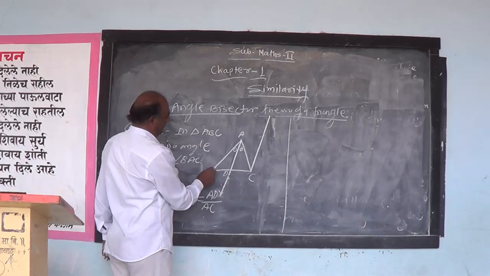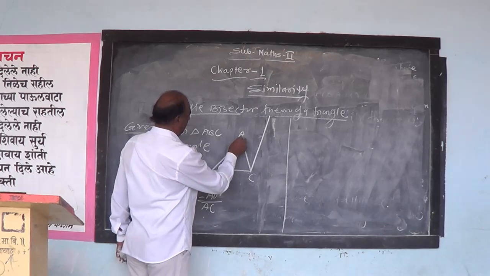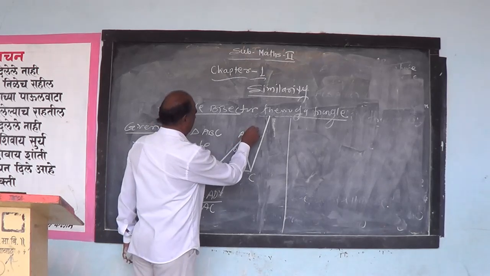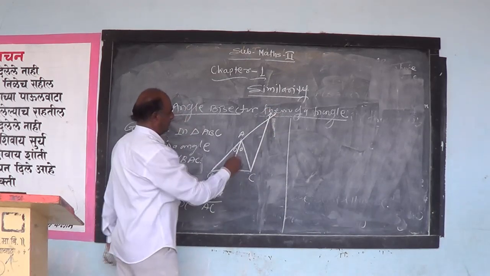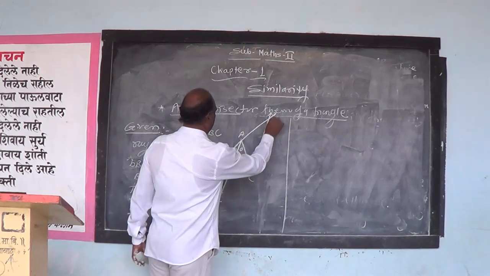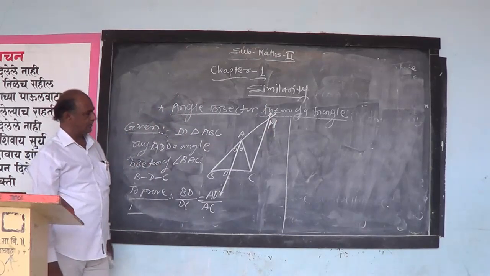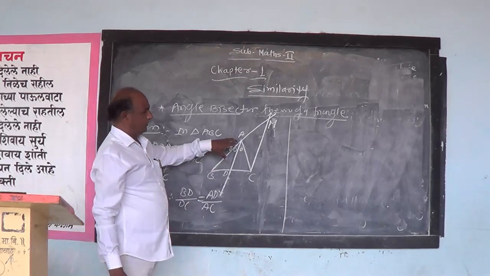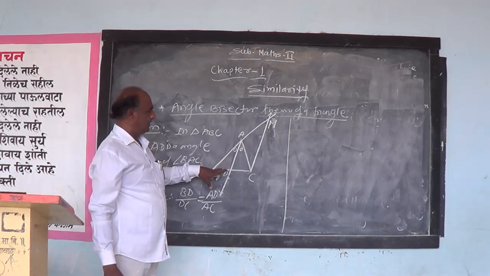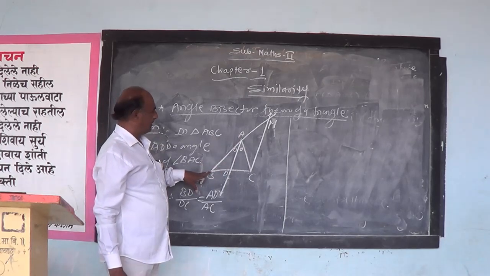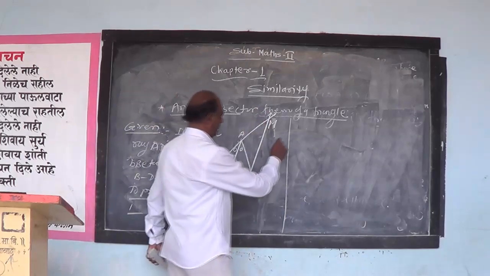This line also intersects line BA in a point, suppose M. So the construction is: we draw a line which passes through point C, parallel to line AD, and intersects line BA in point M.